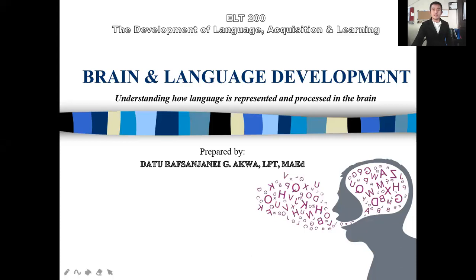So again, the subject is ELT 200, the development of language acquisition and learning, and the continuation of my topic, as I said, brain and language development. We need to understand how language is represented and processed in the brain. Okay? Have you ever wondered, when you hear a word, how do you feel about that? What part of your brain actually processes it? When you process the words, you acquire the language. What part of your brain actually processes that? So we will be exploring that.